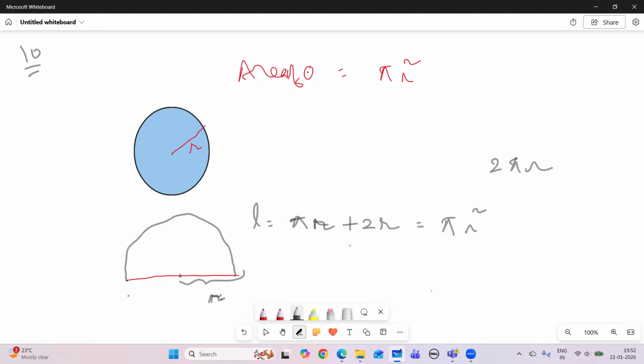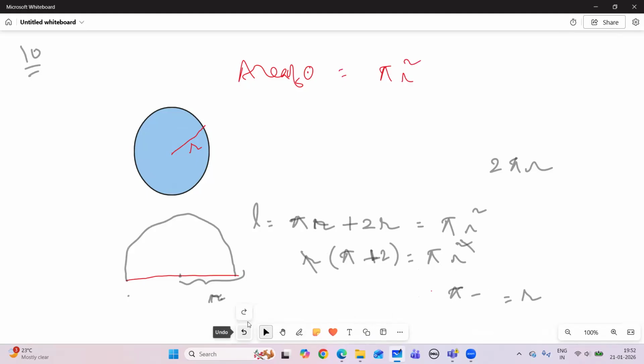So r is common on this side: r into pi plus 2 is equal to pi r square. r is positive, so you can cancel. You need r, so you take pi to the other side. So r equals pi plus 2 by pi. It is multiplying here, so it divides on the other side. So the required radius is pi plus 2 by pi.